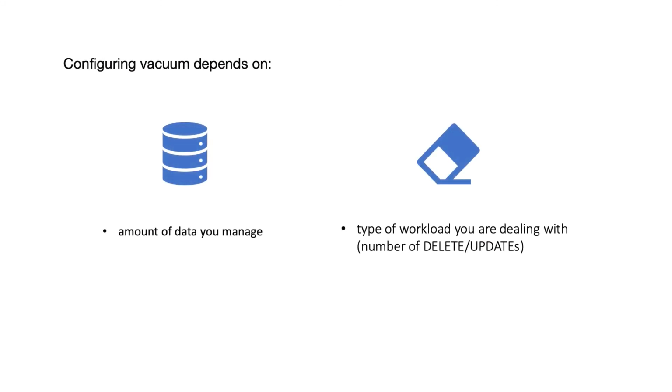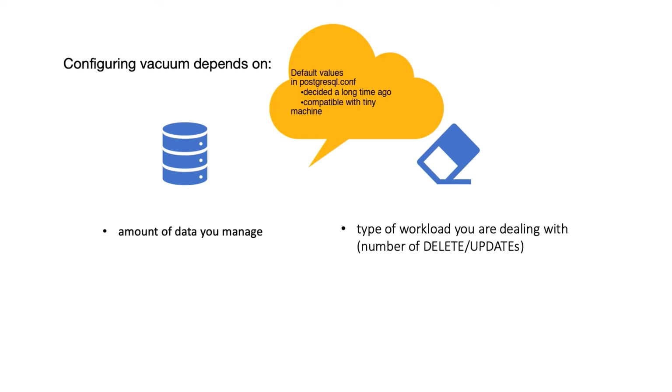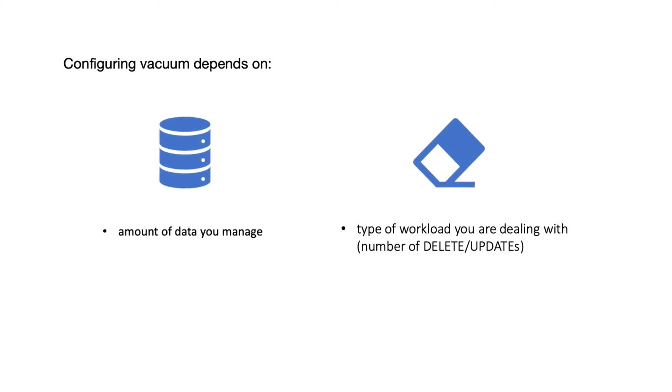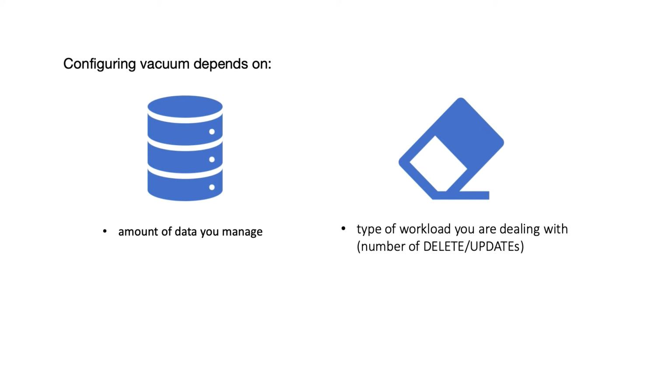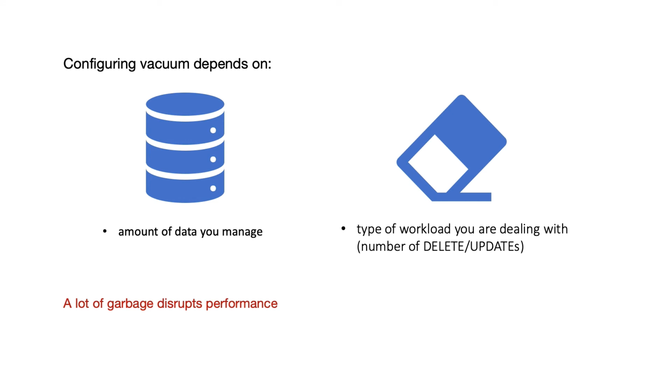The balance heavily depends on the amount of data you manage and the type of workload that you are dealing with, such as the number of deletes or updates. Most default values in the PostgreSQL configuration file are quite conservative for two reasons. Firstly, the default values were decided a few years ago based on the resources common at that time. Secondly, we want the default configuration to work everywhere, including tiny machines like Raspberry Pi or small shared servers. As the database size and/or amount of writes increase, problems start to appear. The typical issue is that the cleanup doesn't happen often enough, and then when it happens, it significantly disrupts performance because it has to deal with a lot of garbage. In those cases, you should follow a simple rule: tune the parameters so that the cleanup happens more often and processes smaller amounts of dead tuples every time.